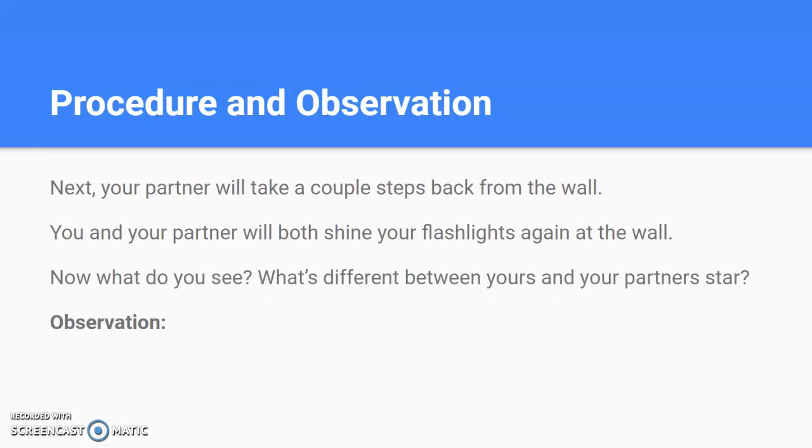Next, your partner will take a couple steps back from the wall. You and your partner will both shine your flashlights again at the wall. You should be one big step away from the wall, and your partner should be a little bit behind you. Now what do you see? What's different between yours and your partner's star? Record your answers below.